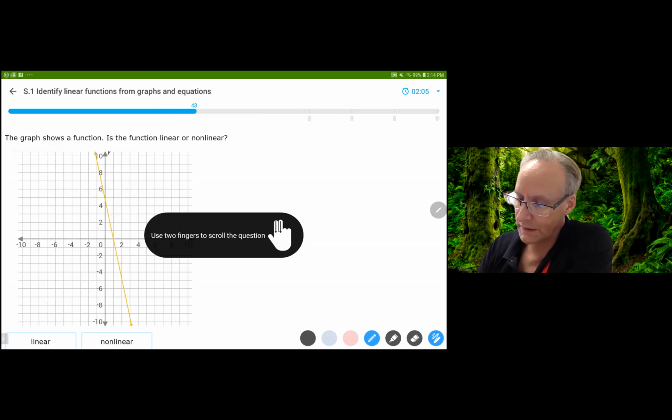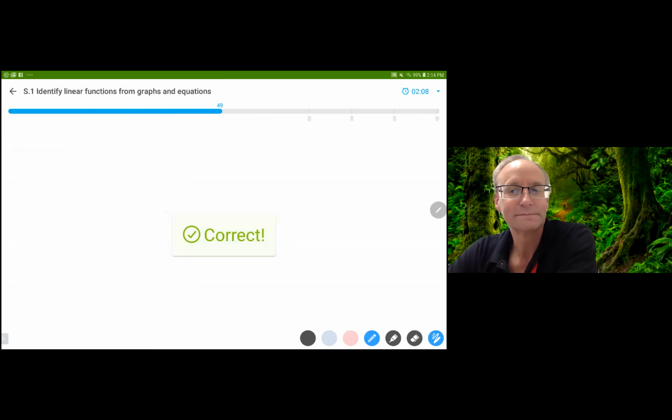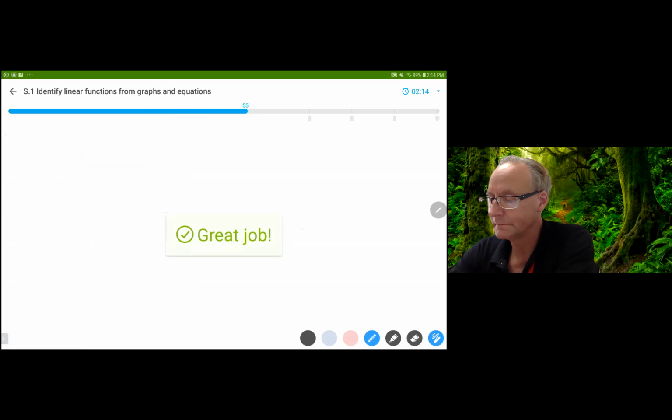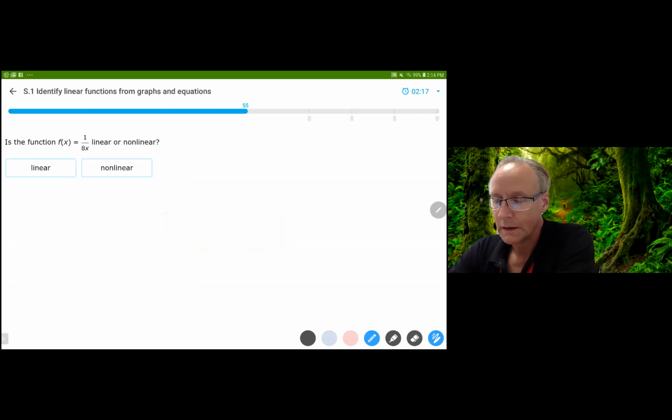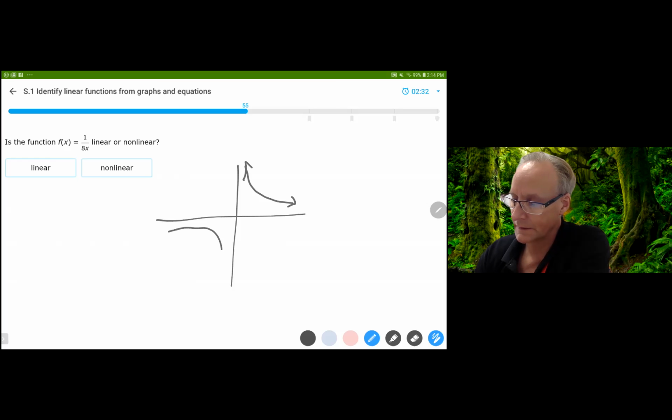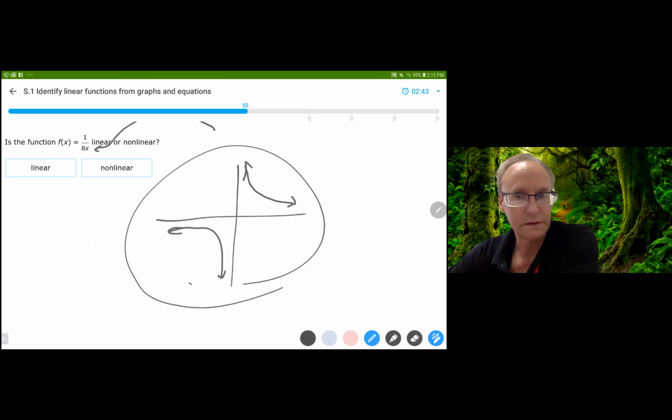This one looks linear to me. This one is linear. It has a single x value in it. This is nonlinear. Now this time the 8 over x is an inverse graph. This one is going to look something like this and like this. These are definitely nonlinear. When the x is in the denominator, you're going to get a graph that looks something like this. This is a reciprocal type graph. It's nonlinear.